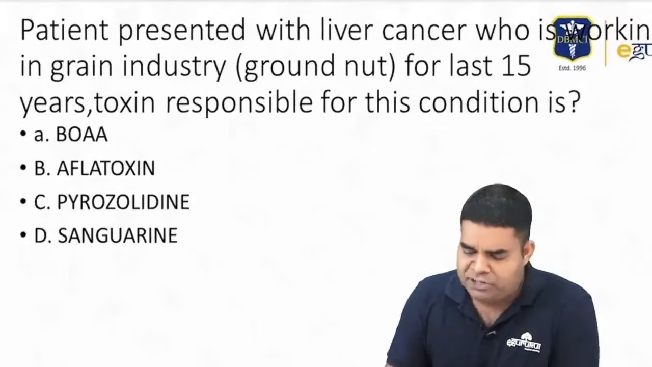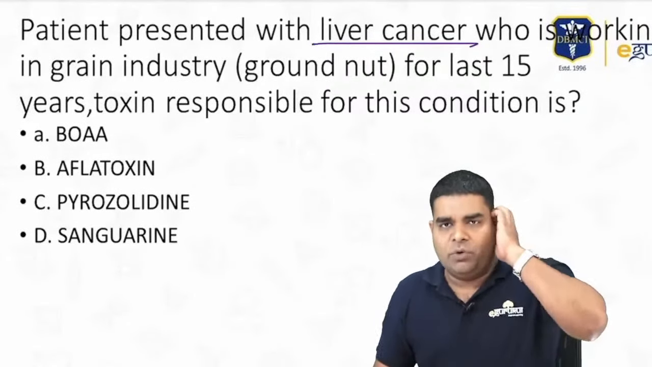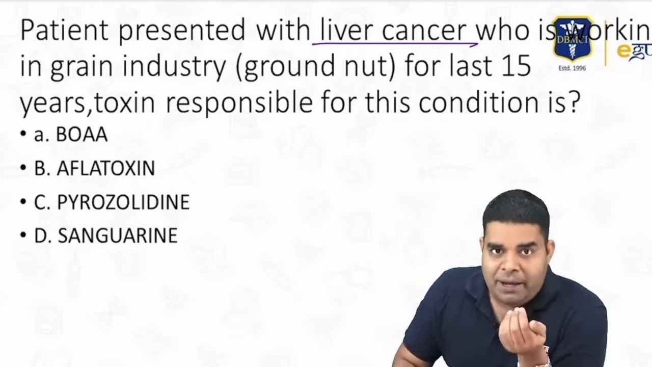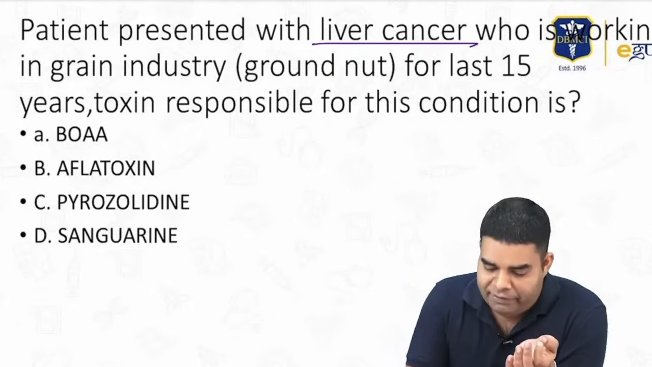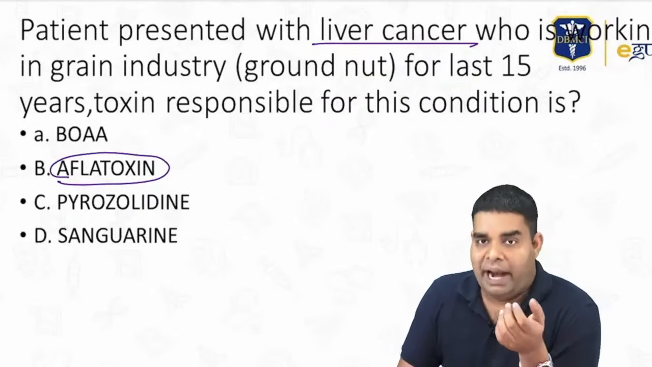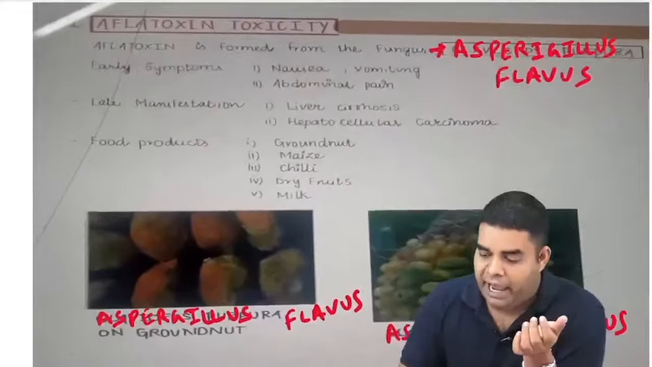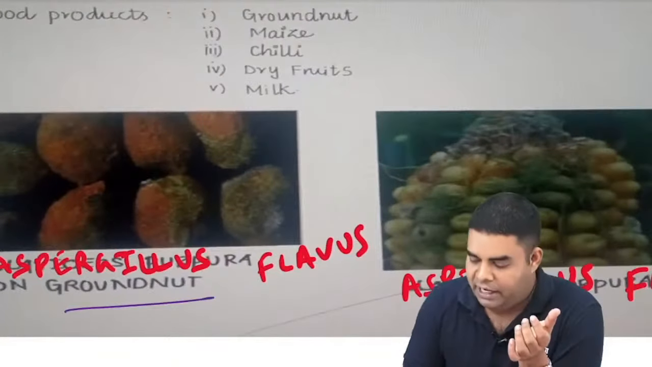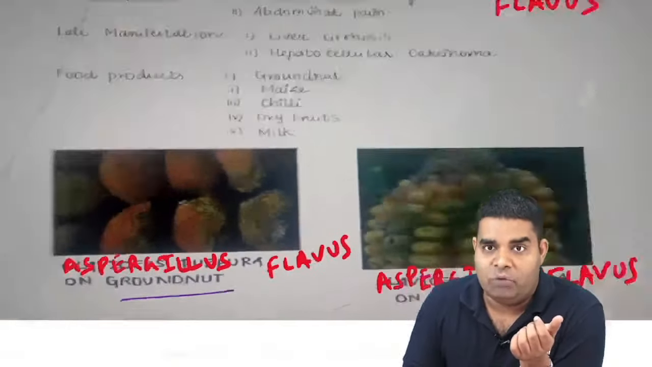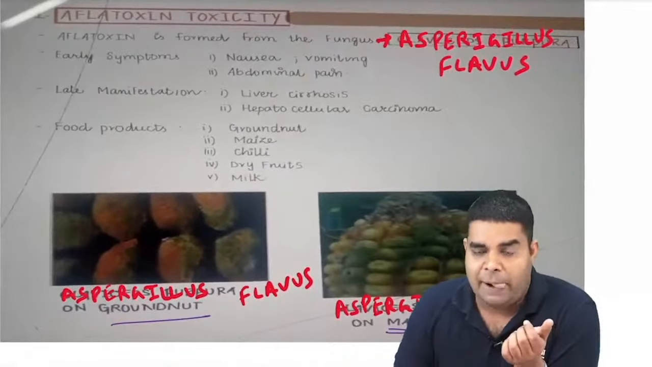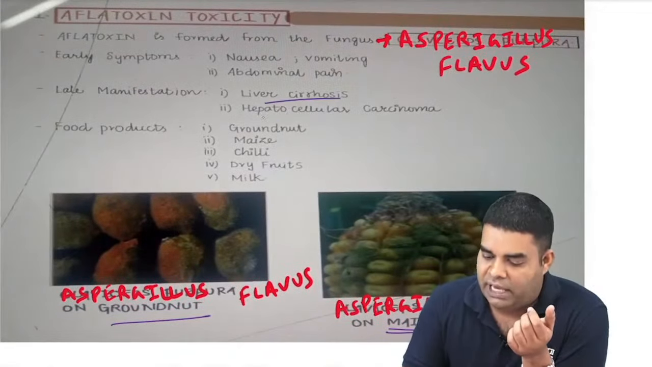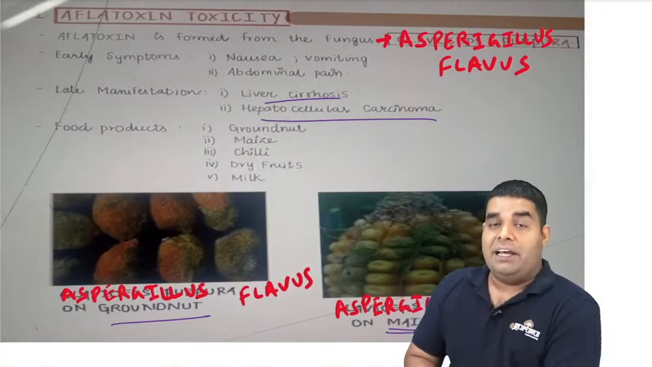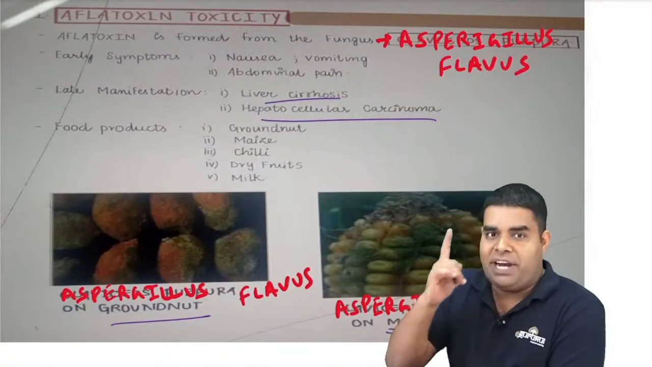Now, a patient presented with liver cancer and he was working in some grain industry or groundnut industry. So what is the toxin responsible for it? Here the toxin is aflatoxin because it causes liver cancer, and aflatoxin is released by Aspergillus flavus. This Aspergillus flavus is present on groundnut and it can also be found on maize. And what does this Aspergillus flavus toxicity cause? It causes liver cirrhosis, hepatocellular carcinoma. That is Aspergillus flavus releasing aflatoxin present in maize and groundnut.